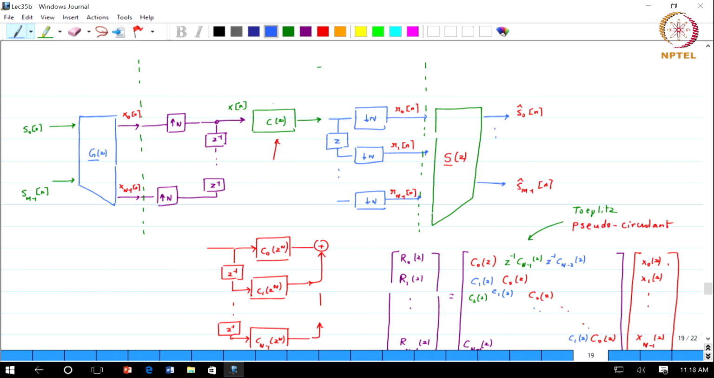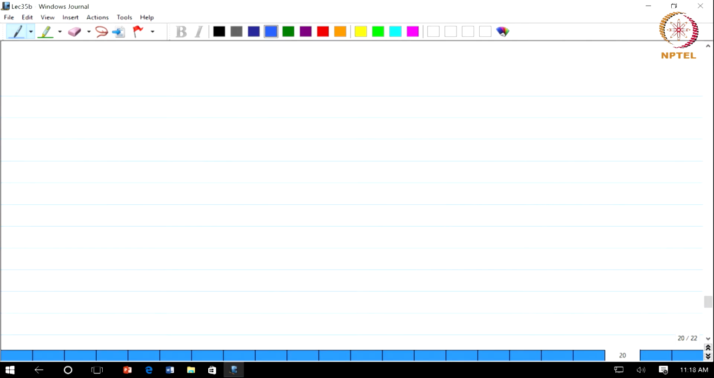Okay, so the pseudo circulant is a very important element, and I thought it would be helpful for us to begin at this point, but let us do it with an example, so that it helps us solidify the results that we have been working with.